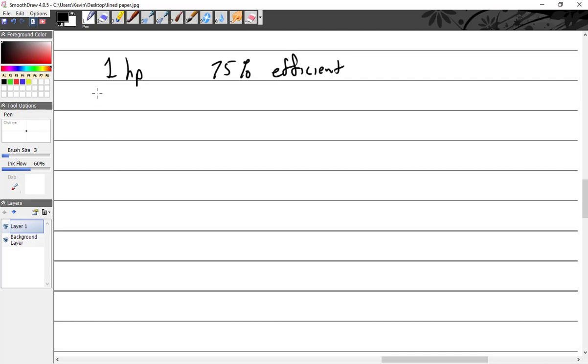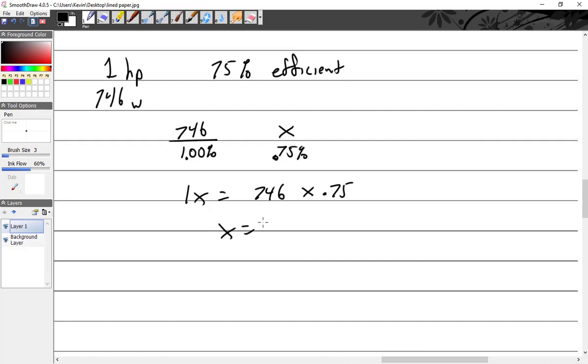Okay, 1 horsepower is how many watts? 746 watts. And it's 75% efficient. How much power does it take to run it? X. 75%. So it's 746 is 100%. Then what is 75%? I'm going to change it to decimals. So it's 1x equals 746 times 0.75. And so x equals, what is it, 1094?